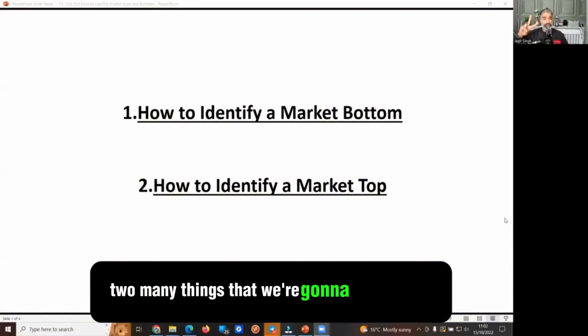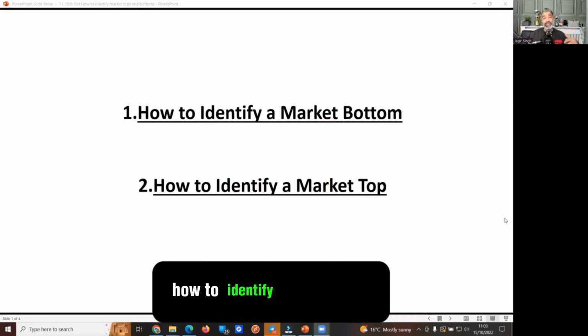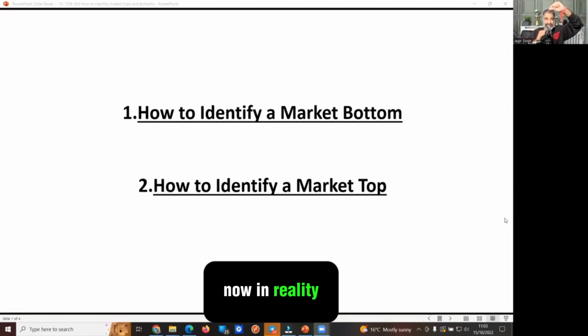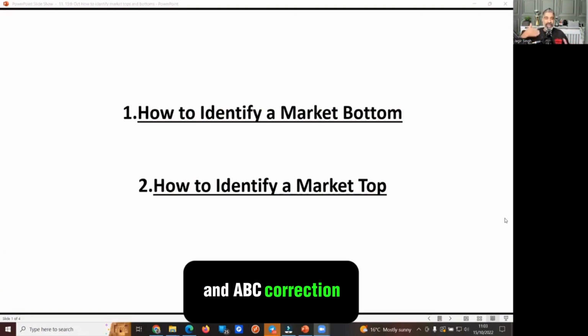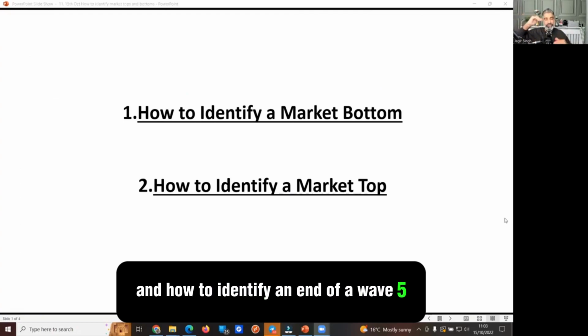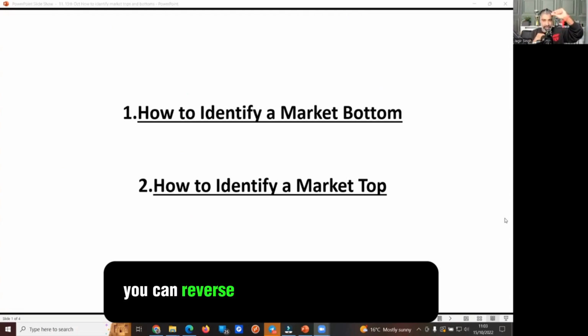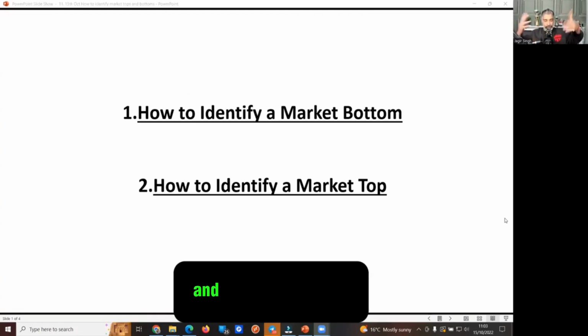Two main things that we're going to cover today: how to identify a market bottom, and we're going to go into a lot of detail. And then second, how to identify a market top. Now, in reality, this is really saying how to identify a wave 2, an ABC correction, and how to identify an end of a wave 5. And the reason I add that caveat in is that tops and bottoms, you can reverse them as bottoms and tops, because when you're shorting the market, it's bottoms and tops and so on and so forth.